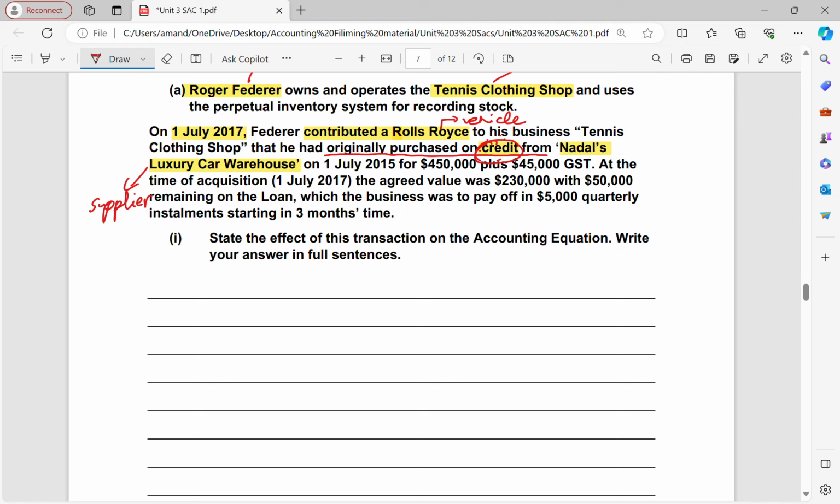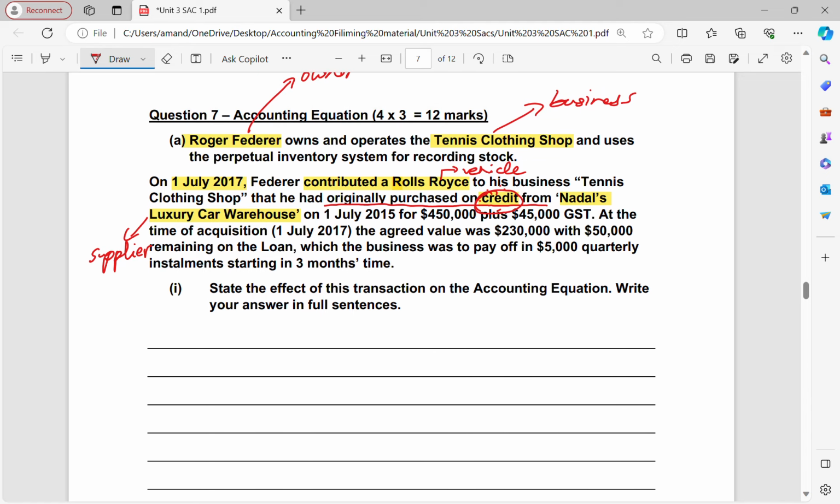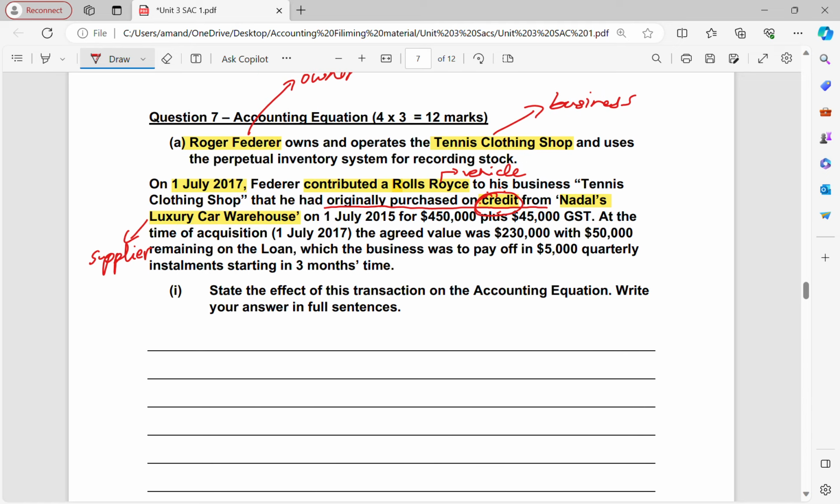At the time of acquisition, the agreed value was $230,000, with $50,000 remaining on the loan, which the business was to pay off in $5,000 quarterly installments starting in 3 months' time. State the effect of this transaction on the accounting equation. Answer in full sentences. Okay.